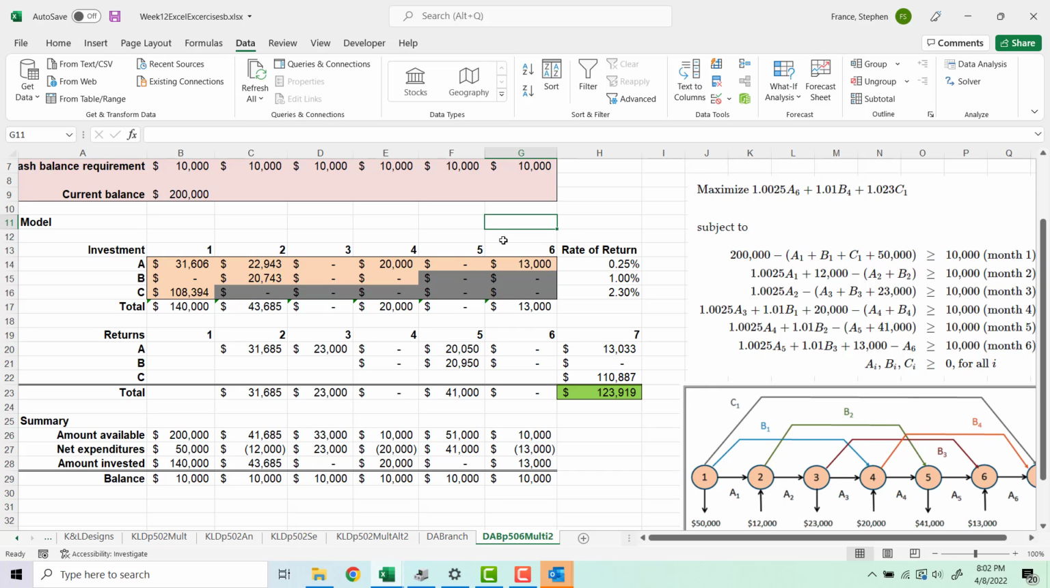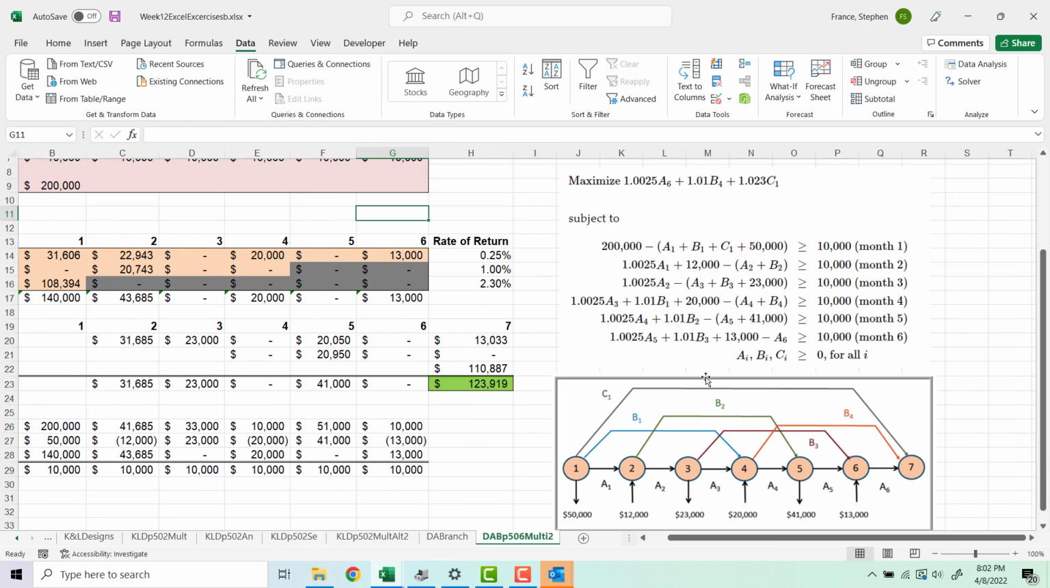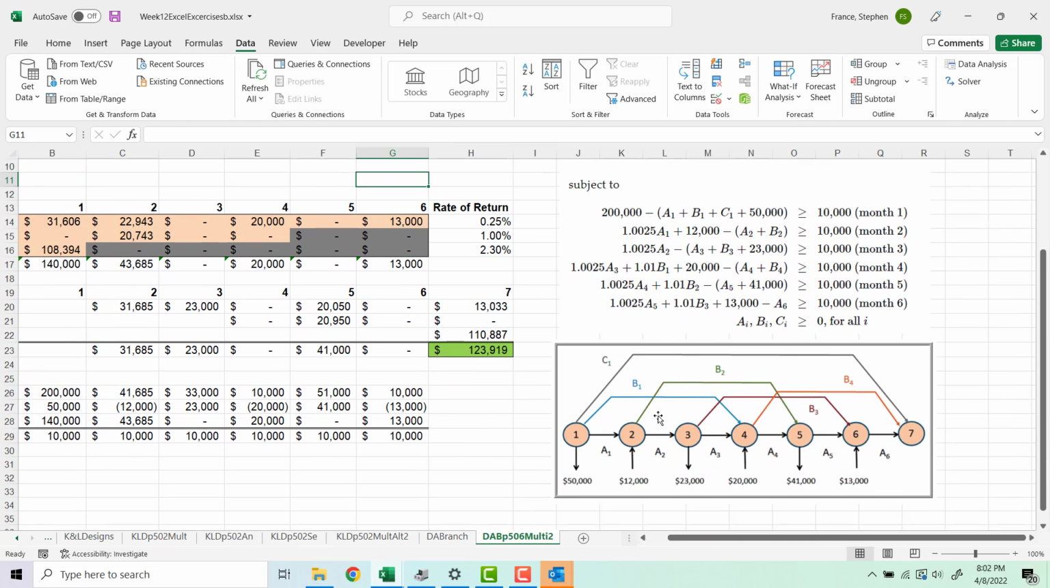So it's almost like fixed interest and fixed term money market deposits. And we have a little diagram here that says how it works. So if you invest $10,000 in A, you would get 10,250 back in period 2, and then you could invest that again.